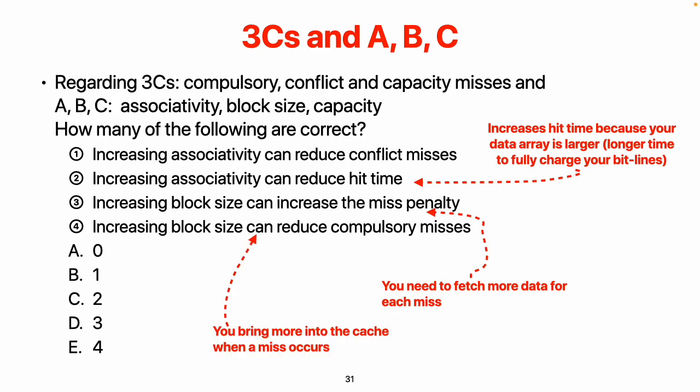All right, so it turns out 3 of them are correct. The only one that is not correct is that increasing the L-way associativity does hurt the hit time, the access time.